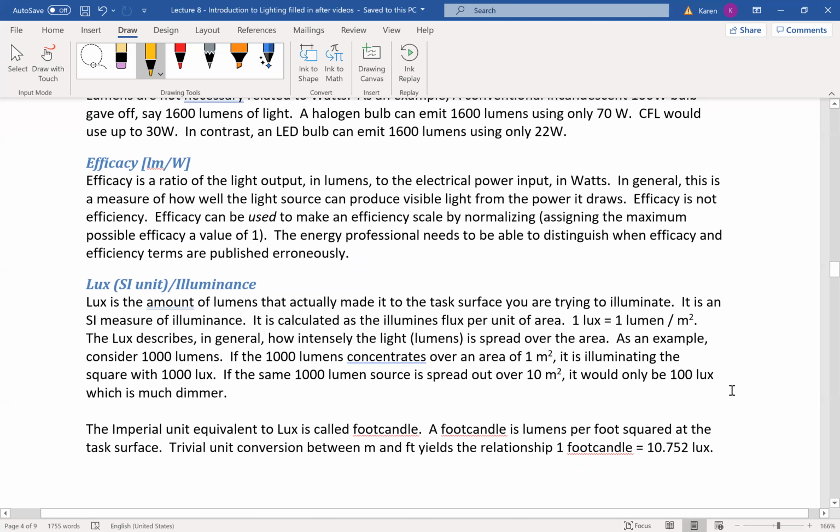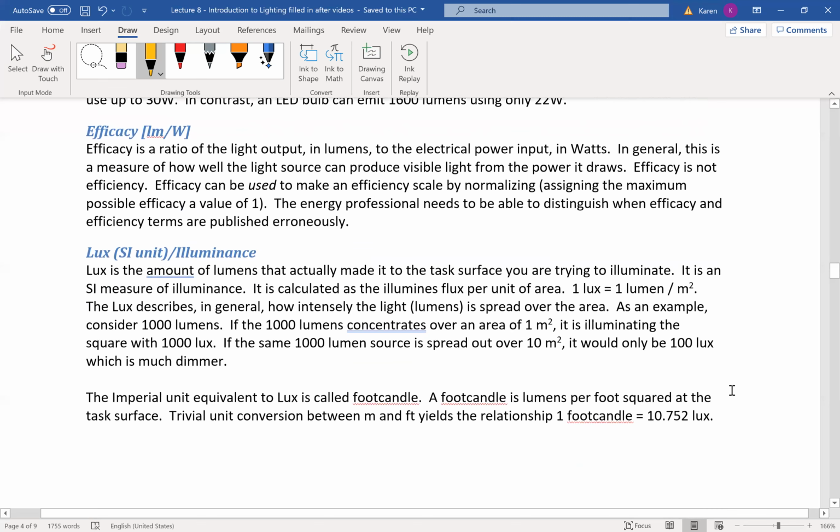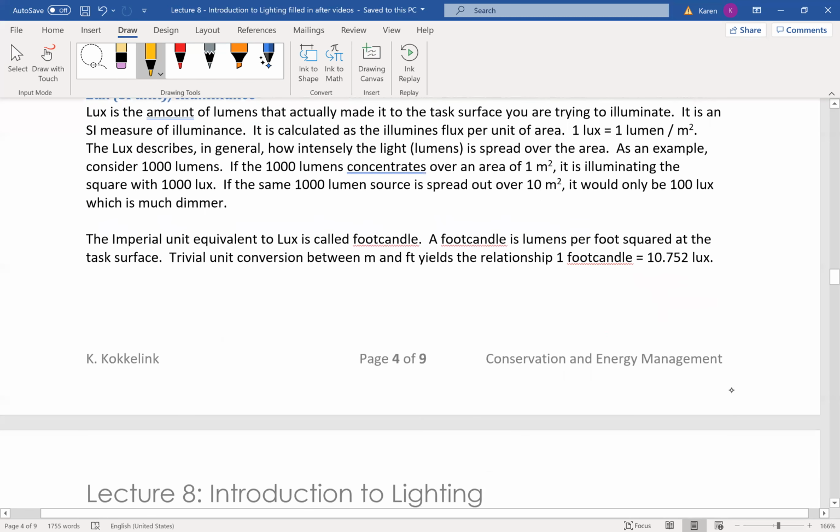You might have heard of the term foot candle. Foot candle is lumens per foot squared at the task surface. So lux, or illuminance measured in lux, is actually what you might have heard as a foot candle of light. I'm not going to have you calculate anything in foot candles, but a foot candle is 10 lux, and lux is the SI unit that we need to use.